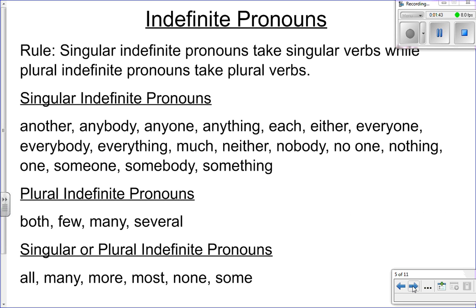Now, another kind of tricky subject involves indefinite pronouns. You've seen these words before. The rule is that singular indefinite pronouns take singular verbs, while plural indefinite pronouns take plural verbs. You have three lists here. The first list is singular, the second list is plural, and the third list are the pronouns that can be singular or plural depending upon what they refer to. Pause this screen, write down each of these lists. You will need them for this lesson and yet another lesson.